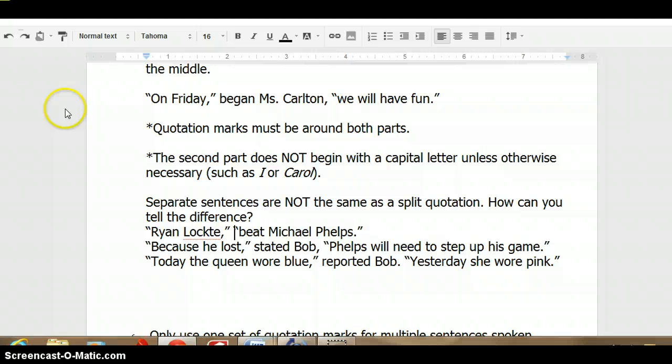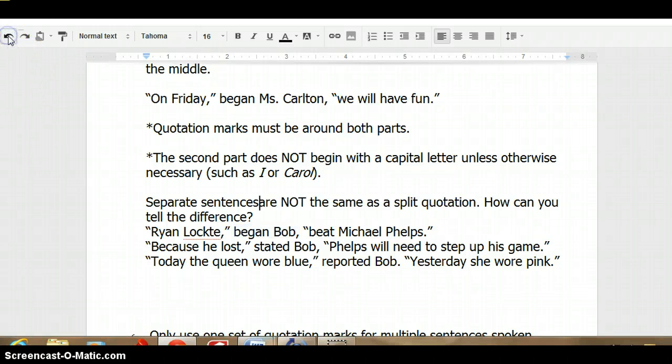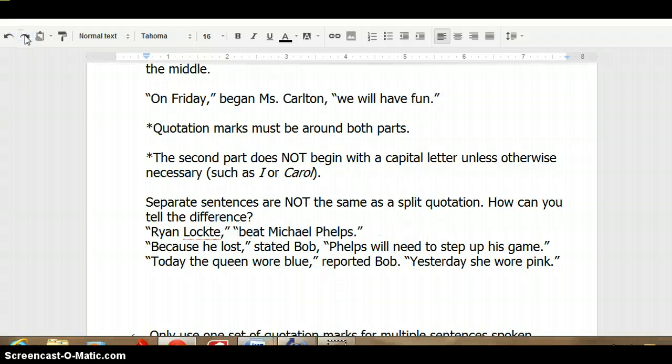Okay, so Ryan Lochte, began Bob, beat Michael Phelps. So if we remove it, we can see Ryan Lochte beat Michael Phelps obviously is one single sentence. And if we stick it back, then we have it's just one sentence divided by a tag in the middle.